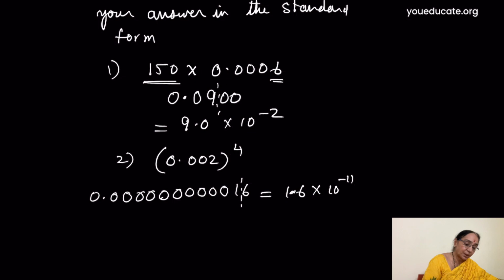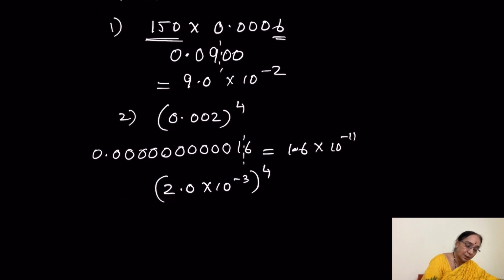What is the other way of doing it? Let me try to put that 0.002 in standard form. That will be 2.0 into 10 to the power of minus 3. That you raise to 4. Okay, so now this 4 is common to 2. It belongs to 2 as well as 10 to the power of minus 3. So this is 2 raised to 4. I can shift the 4 to 2 and also assign it to 10 to the power of minus 3. So 10 to the power of minus 3 raised to 4.